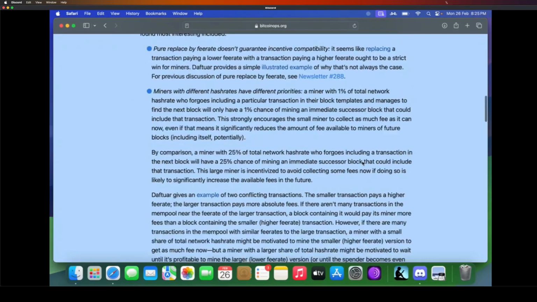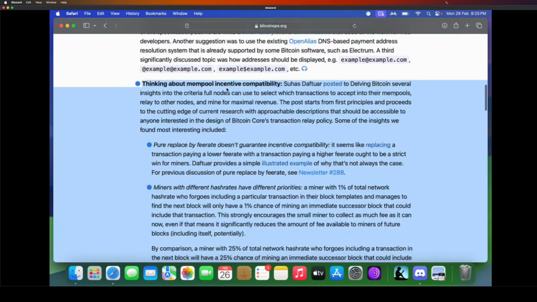Cool. So the second one is thinking about mempool incentive compatibility. As Gloria posted to Delving Bitcoin, several insights into the criteria full nodes can use to select which transactions to accept into their mempools, relay to other nodes, and mine for maximal revenue. The post starts from first principles and proceeds to the cutting edge of current research with approachable descriptions that should be accessible to anyone interested in the design of Bitcoin Core's transaction relay policy.